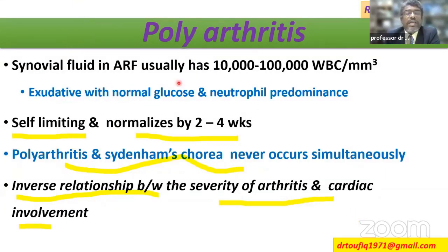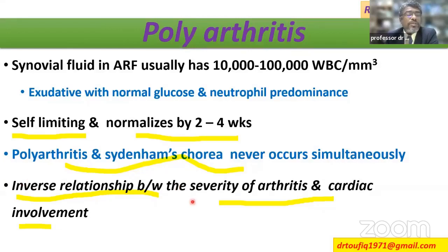The synovial fluid in acute rheumatic fever usually has 10,000 to 1 lakh WBC per cubic millimeter of fluid, with normal glucose and neutrophil predominance. The disease is actually self-limiting and normalizes after 2 to 4 weeks. Usually this arthritis resolves automatically without any anti-inflammatory drugs. Polyarthritis and symptoms never occur simultaneously. That is, when the patient has symptoms, this patient should not have polyarthritis. If a patient has polyarthritis, this patient should not have any symptoms.